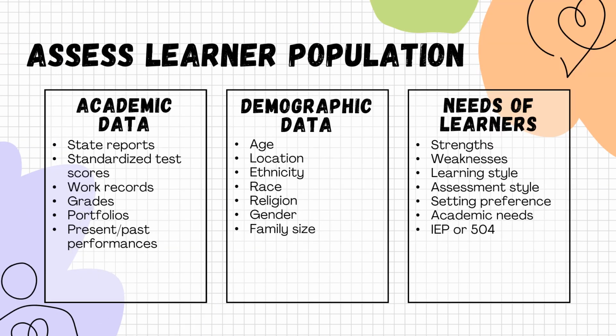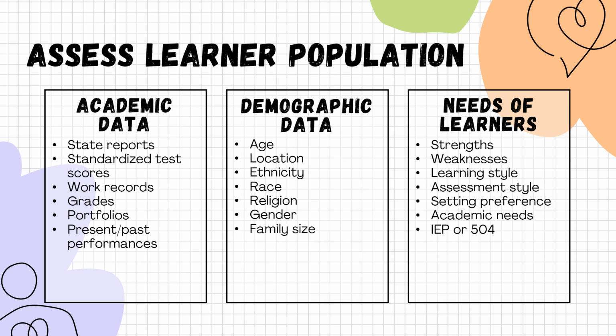Let's take a look at the first step in the process, which is assessing your learner population. This step is vital in creating a successful and well-rounded integrated curriculum because you need to make sure that what you are teaching is suitable for your learners, the environment in which they learn, and meeting their needs. It must be tailored to who is participating in the learning, and to assess learner population, you must collect data and information from 3 different categories. The first being academic data.